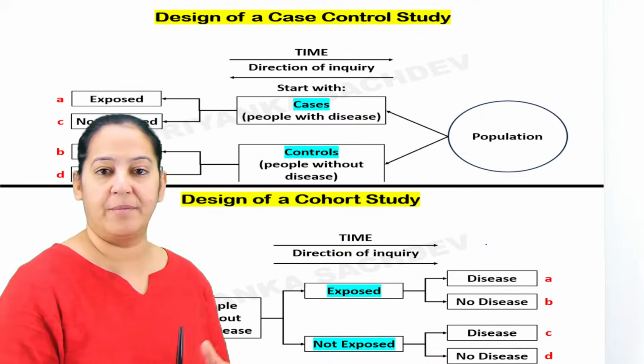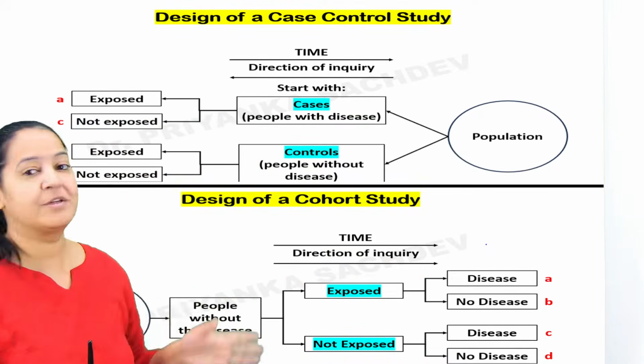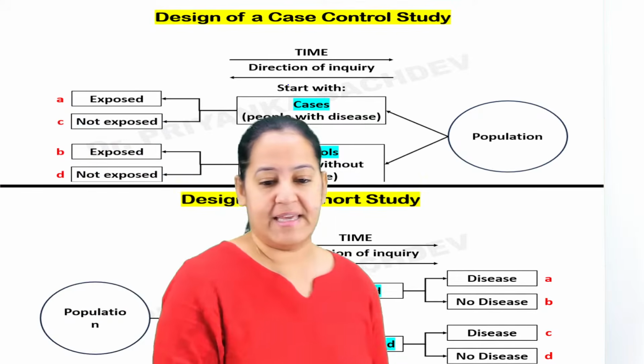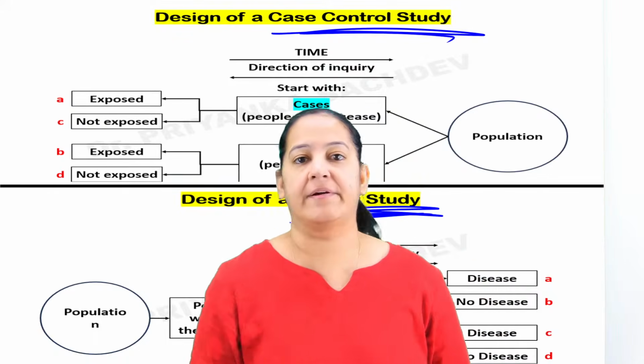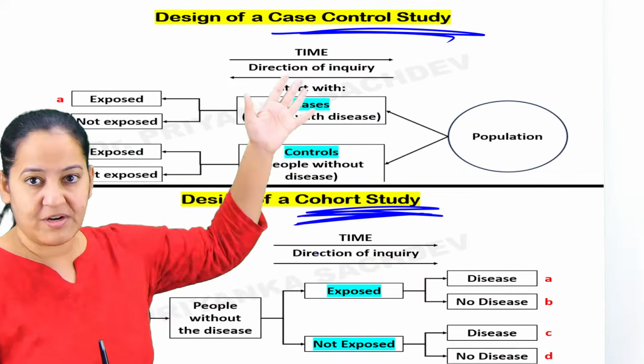How many of you got it? Give me a thumbs up. So these are the two types of studies you can see. One is case control study, and one is cohort study.